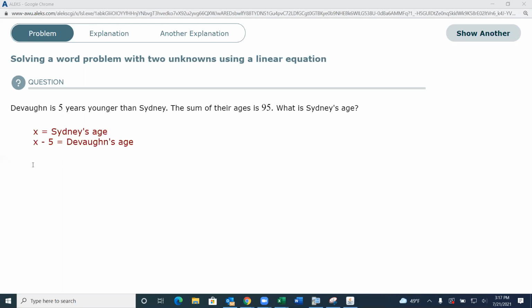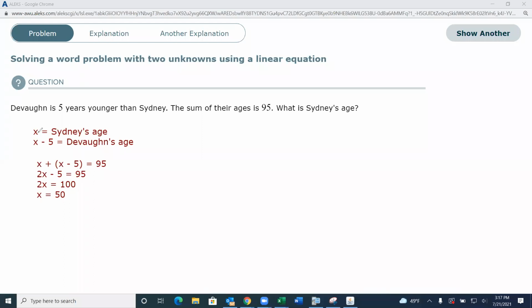Okay, and we get that. We are told in the second sentence that if we add their ages together, that will be 95. So we get 2x minus 5 is 95. Then if we add 5 to both sides, we get 100. Divide both sides by 2, and x is 50.